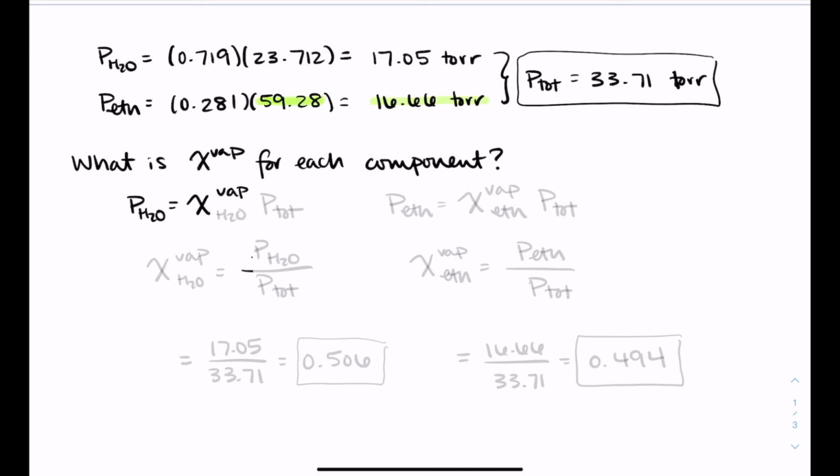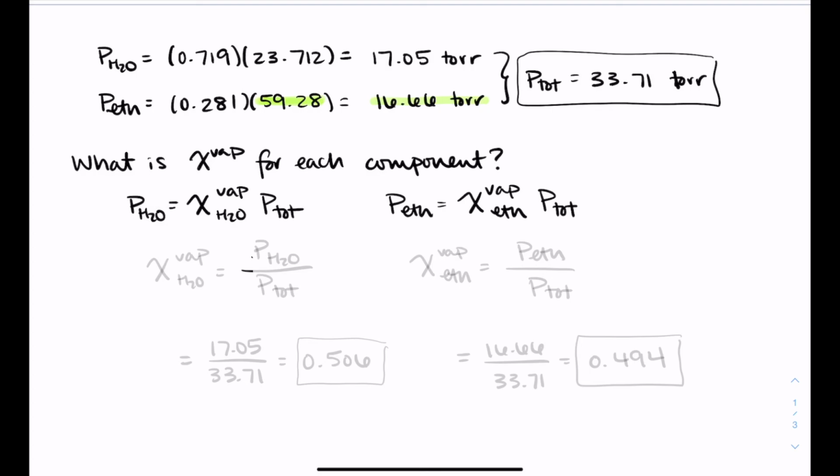So the pressure due to water is going to be the mole fraction of water in the vapor times the total pressure. And the pressure due to ethanol will be the mole fraction in the vapor of ethanol times the total pressure, right? So higher pressure, higher moles. I kind of pointed out they're near equal. We're going to end up with near equal mole fractions in this case.